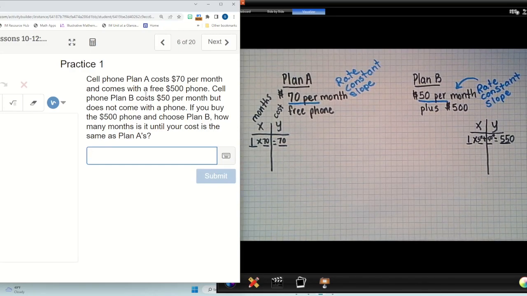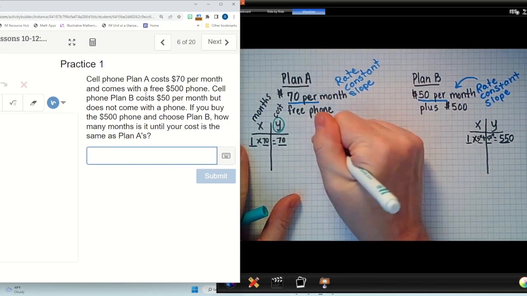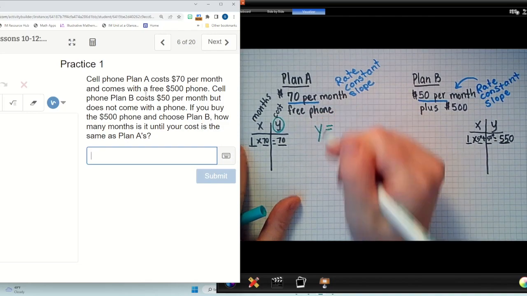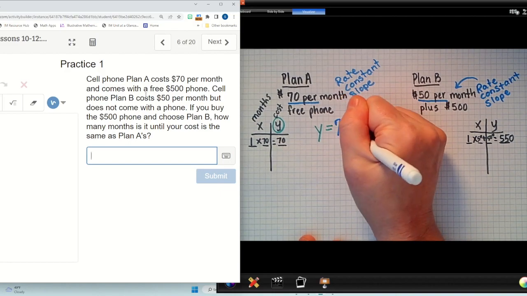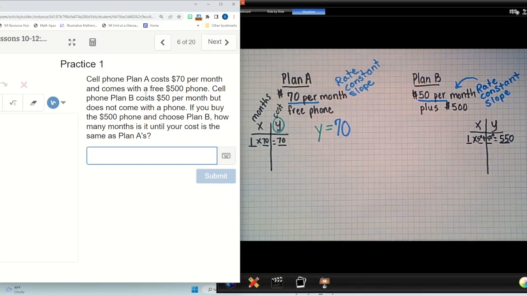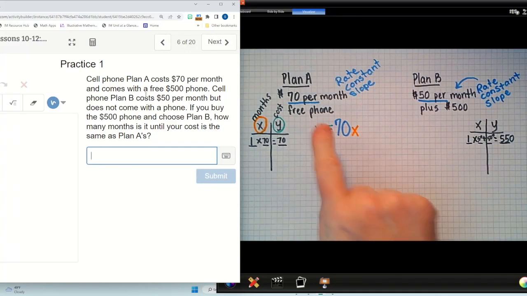Now, if I write these as equations to make it easier for me to understand, I have my total cost, and I'm going to do a little color coding here just so you can see it. Let's do my y is my total cost. So y is equal to my rate, which is 70. That's my slope per month. So let's make that our x. And then I don't have a y-intercept. There is no y-intercept. So I do have a y-intercept on the other one.